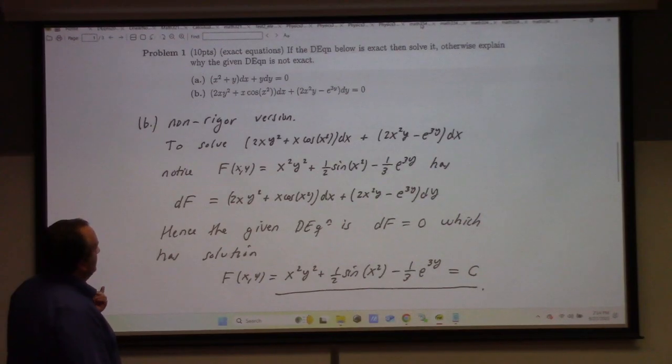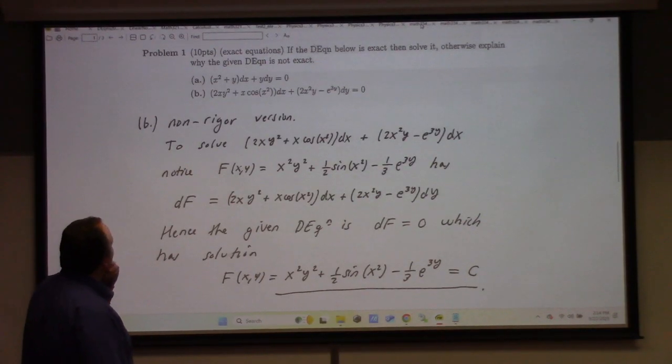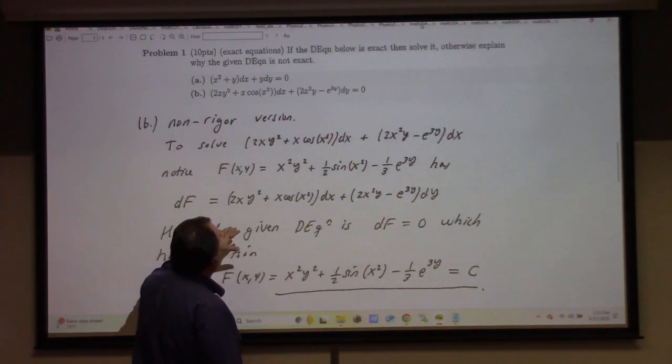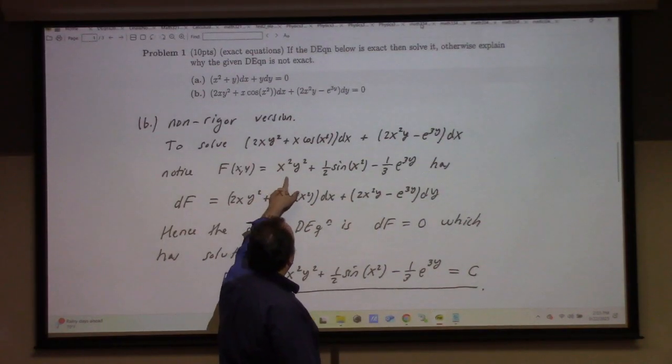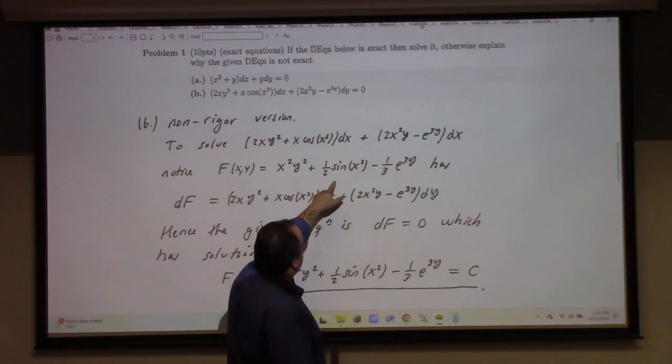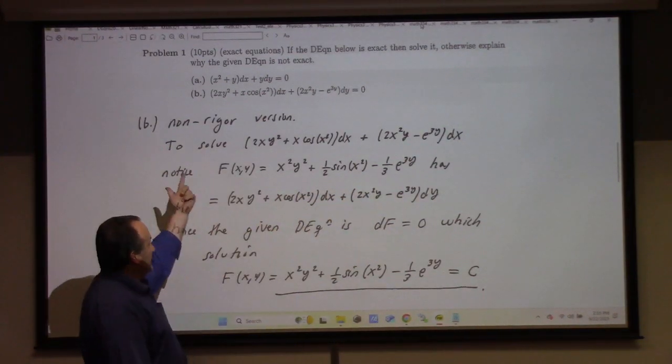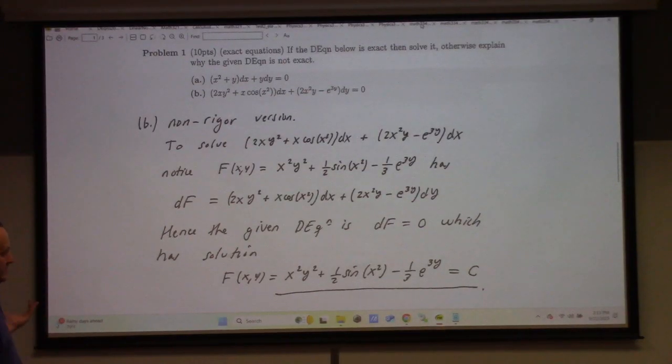But for part B, what I usually do is I just integrate and I just guess, pretty much, is what I did here. I said, okay, if I put x squared y squared and then 1/2 sine x squared and minus 1/3 e to the 3y, then the total differential of that is what I have. Consequently, f equal to a constant is the solution of df equal to 0. Simple as that. Now, of course, that begs the question, how did I guess that, right?